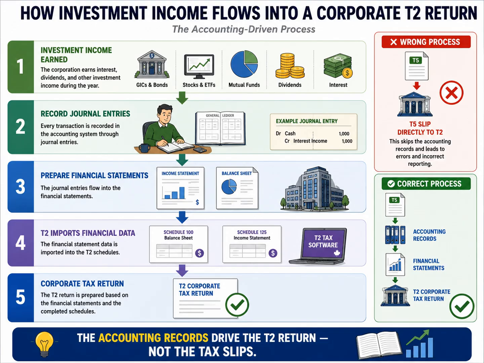If you remember one concept from this entire section, remember this: investment income does not flow directly into a corporate tax return. It must first flow through the accounting records and financial statements. In other words, the accounting records drive the T2 return, not the tax slips. That principle forms the foundation for properly reporting corporate investment income and understanding more advanced topics such as Schedule 3 reporting, aggregate investment income, ARTO calculations, and corporate tax planning.